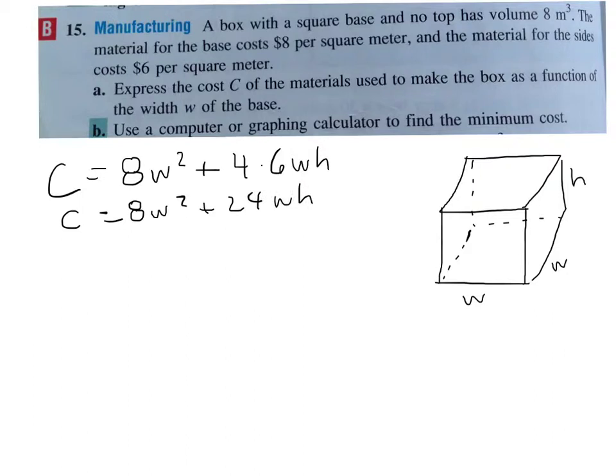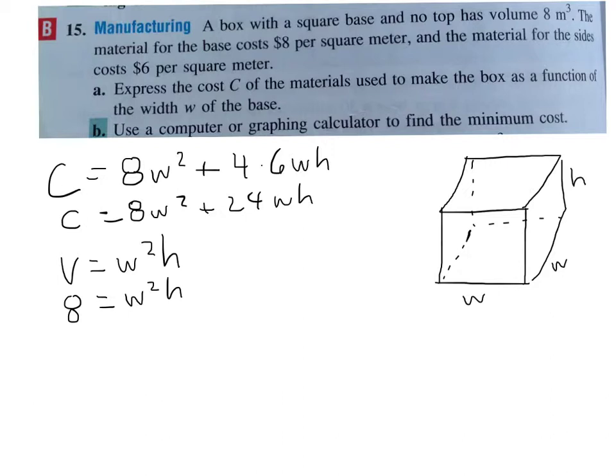So we have a formula for the cost C of the materials, but it's not only in terms of the width W of the base, there's also an H in there. So how can we deal with that? Well, we have some more information given to us in the problem. We know that the volume of the box is going to be width times length times height, or in this case the width and the length are the same, so the volume is W times W, or W squared, times H. But they tell us that the volume is 8 cubic meters, so 8 equals W squared times H.